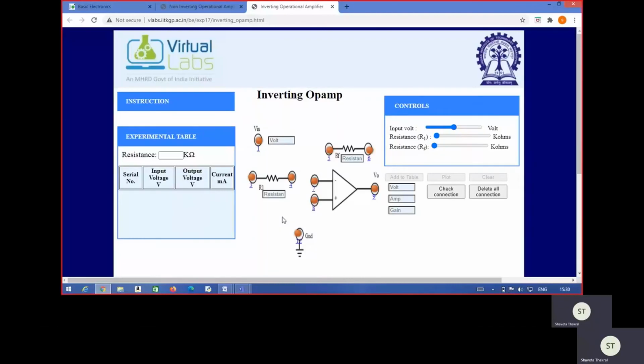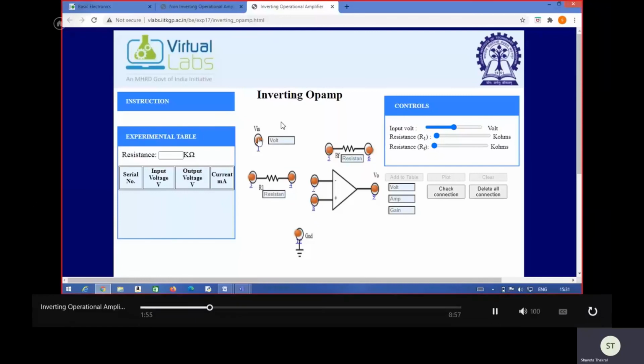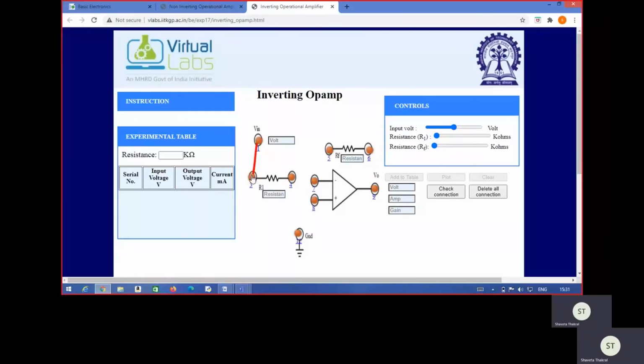And first of all, we need to make the connection between node 1 and node 3, because we are performing the experiment for the inverting operational amplifier. So the input needs to be applied to the inverting input terminal. So the first connection that needs to be made is between node 1 and node 3. And the second connection that needs to be made is between node 4 and 7, because R1 that is connected on the input side of the operational amplifier is called the input resistance.